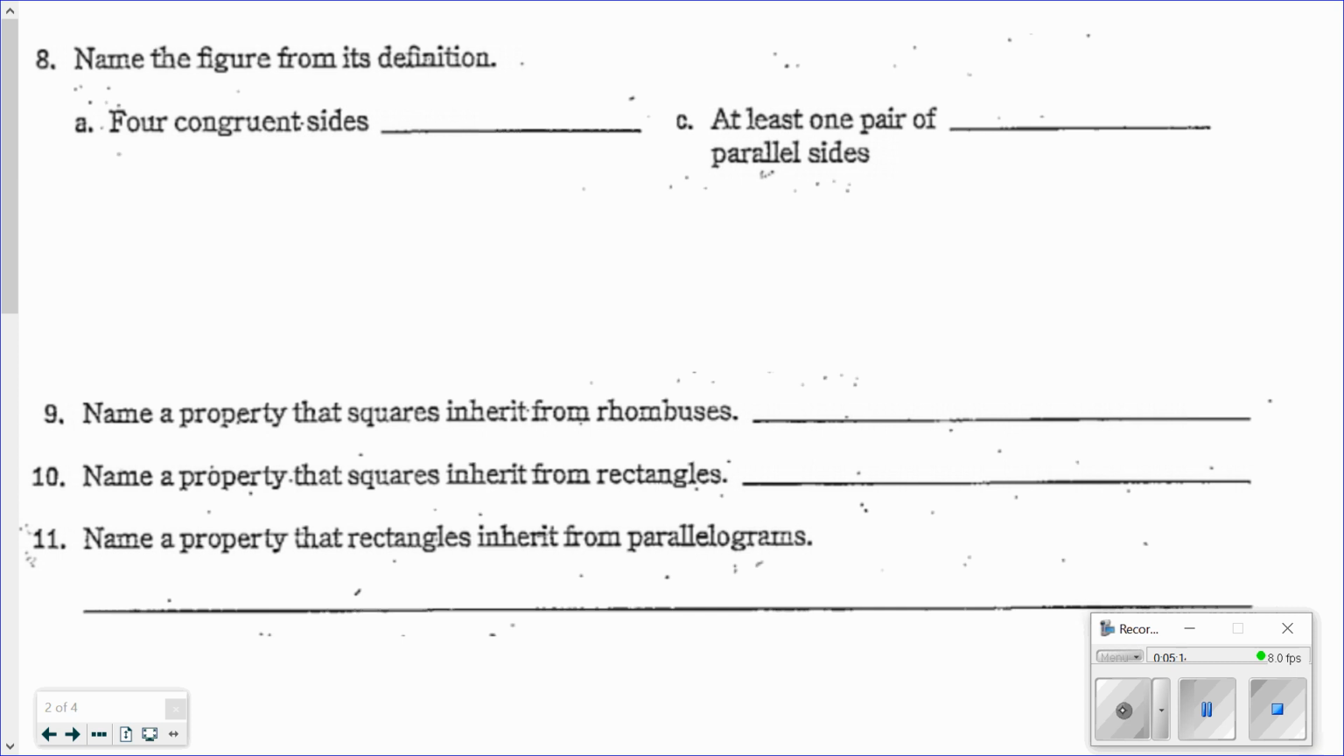Number 8, name the figure from its definition. Which quadrilateral has the definition that 4 congruent sides? Well, that would be a rhombus.